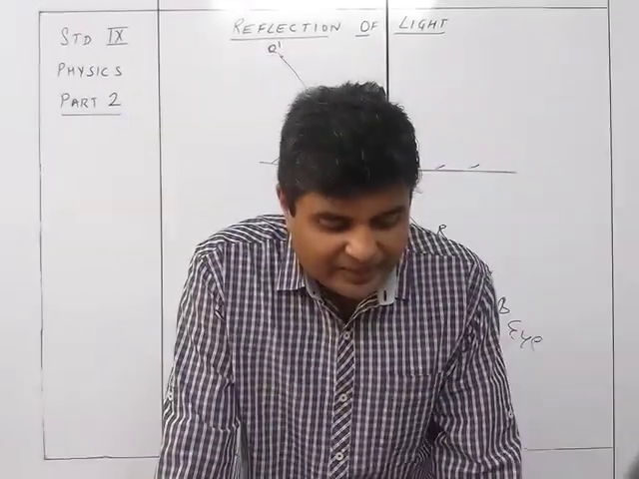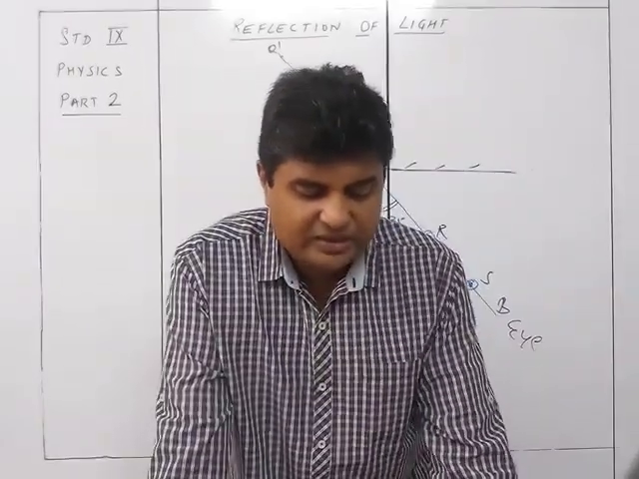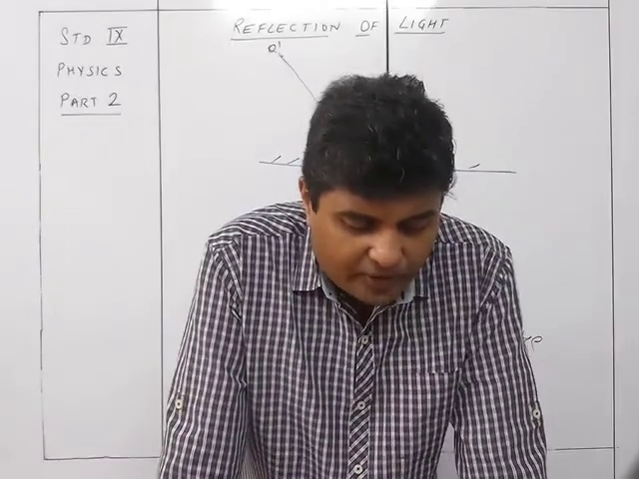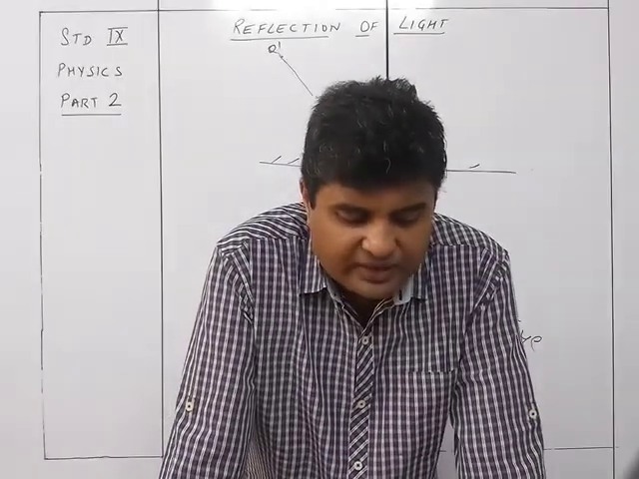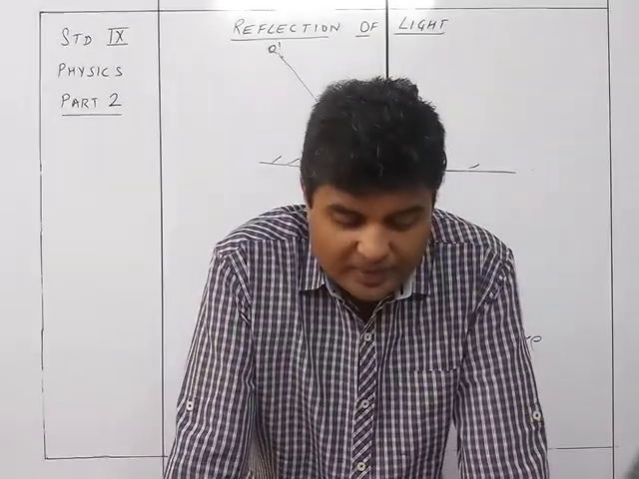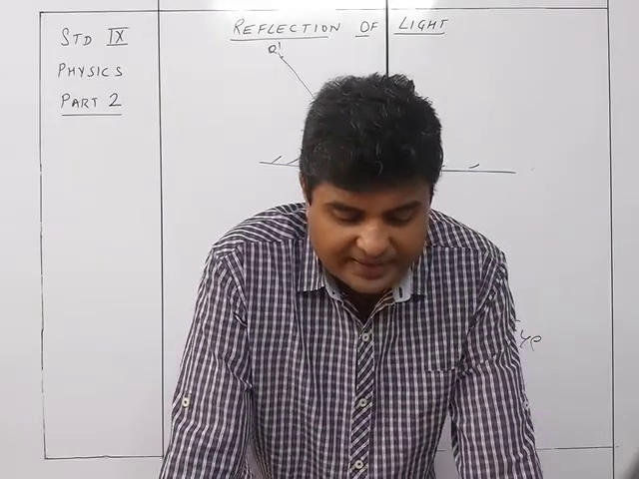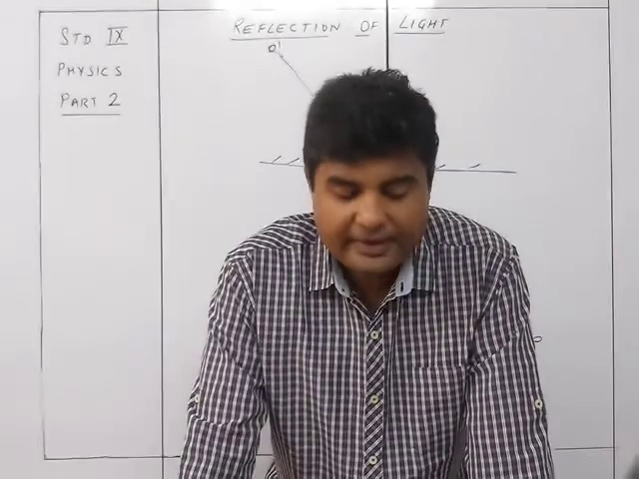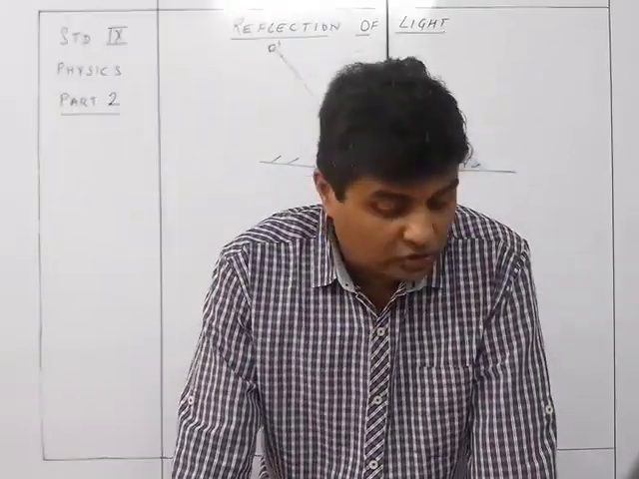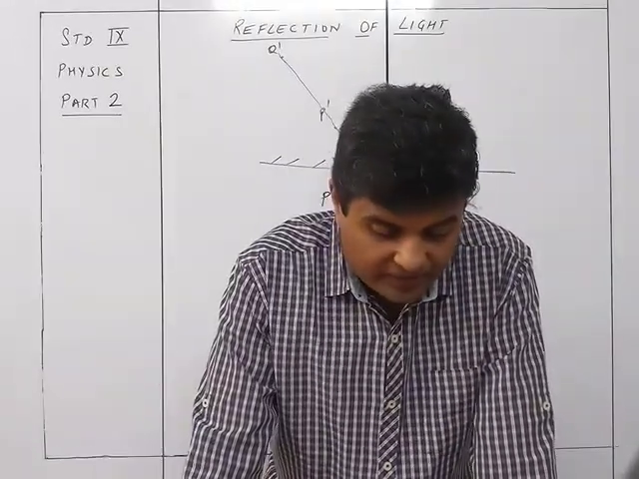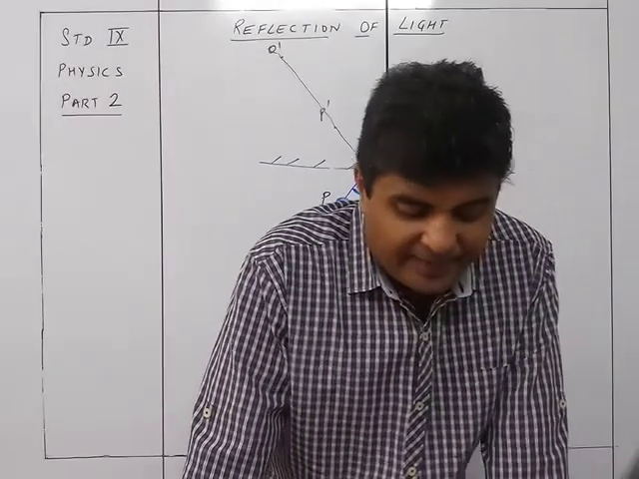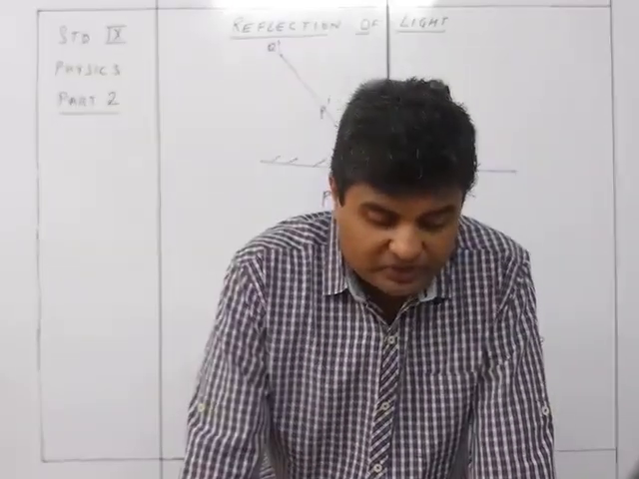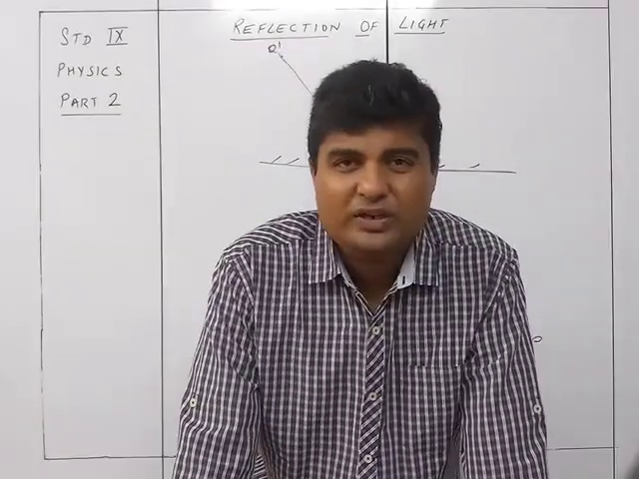So the distinction between the real and the virtual image. The real image is formed due to the actual intersection of the reflected rays. Virtual image is formed when the reflected rays meet if they are produced backwards. Real image can be obtained on a screen. Virtual image cannot be obtained on a screen. Real image is inverted with respect to the object. Virtual image is erect with respect to the object.